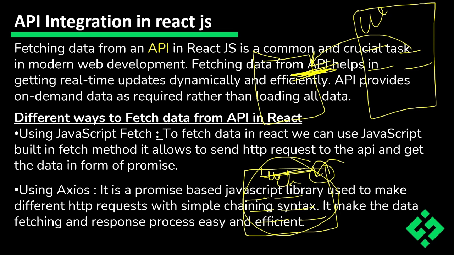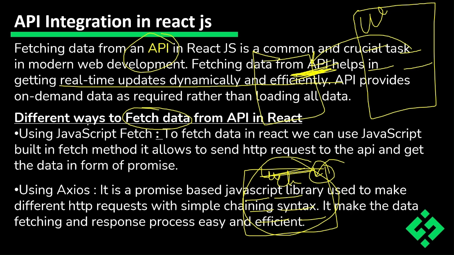But how am I getting this data? That data I get from an API. APIs help me to fetch data from an external source which provides a server, with data in a particular format. It can be in JSON format or similar. Let's not complicate it. So that is what APIs help us to do. They help us to fetch data, and that too as real-time updates, dynamically and efficiently.